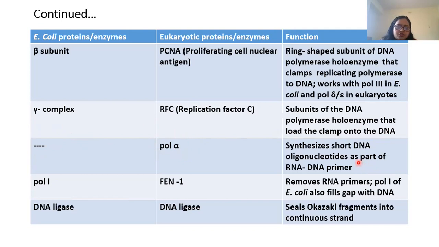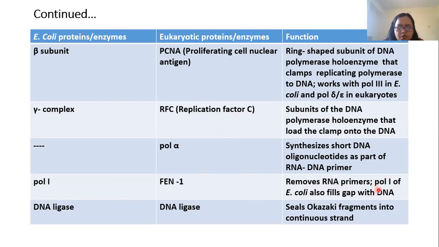It synthesizes short DNA oligonucleotides as a part of the RNA-DNA primer. Now polymerase 1 is called FEN1 in case of eukaryotic proteins, and it removes the RNA primers. Polymerase 1 of E. coli also fills the gap with DNA. Means here FEN1 will only remove the RNA primers. It will not have the gap filling activity.